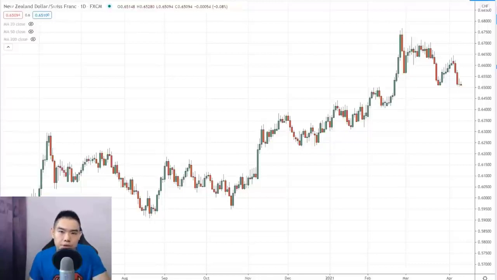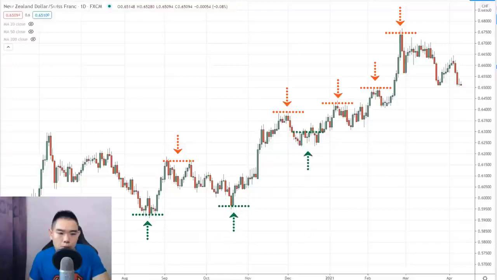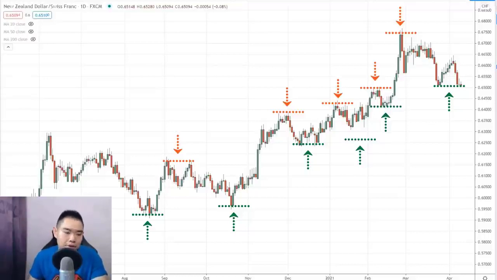What market structure is this? Well, if you notice, this market, in the grand scheme of things, is forming a series of higher highs and higher lows. Higher high, higher high, higher high, and higher low, higher low, higher low. There's another minor one over here. So you can see that in the big picture, if you look from left to right, this market is heading higher.